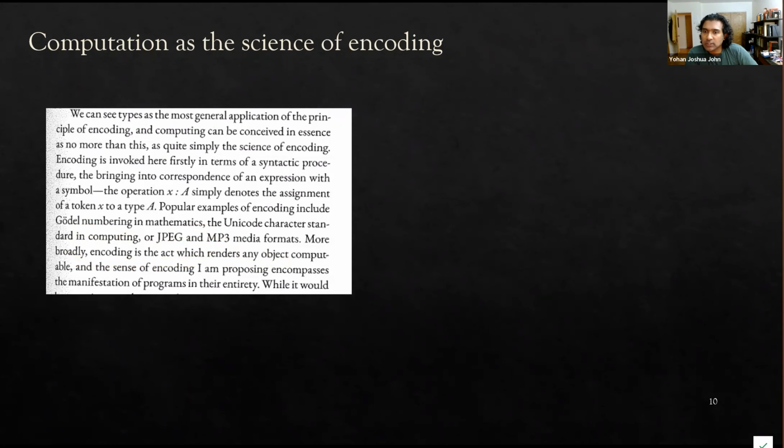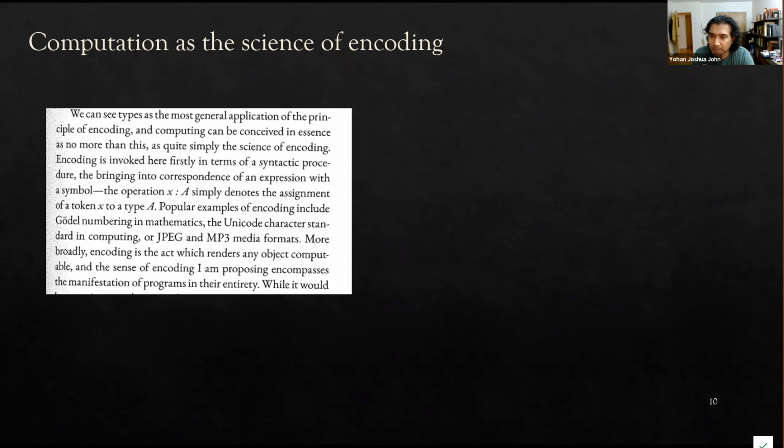So you could say that here he's again providing a manifesto of what he thinks computation is once you've built up this framework. We can see types as the most general application of the principle of encoding. Computing can be conceived in essence as no more than this. Quite simply, the science of encoding.